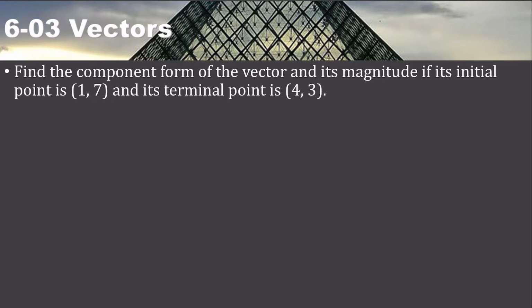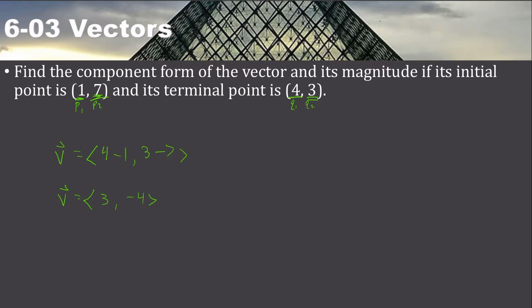So let's find the component form of a vector and its magnitude if its initial point is (1, 7). So this would be like P1, P2. And its terminal point is (4, 3), so it would be Q1 and Q2. The vector is found by taking your final point, your terminal point, and subtracting the initial point. So it would be 4 minus 1 and 3 minus 7. So that would be <3, -4>.